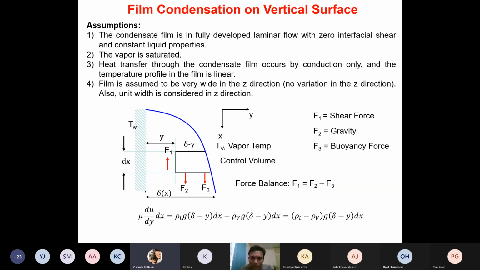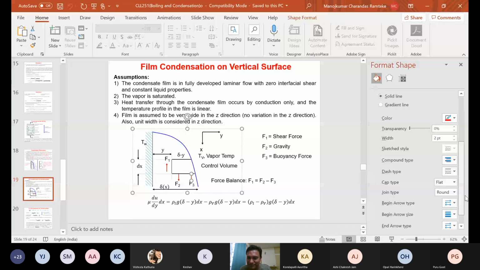Sir, I think the arrow should be in the other direction then for F3 in the diagram. I am really sorry that I messed it up. I'm sorry. This arrow, I messed it up. Yes, yes. I'm really sorry. I have messed it up. I will correct it. Okay.